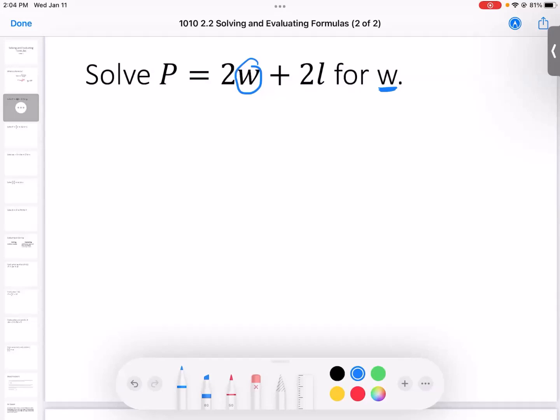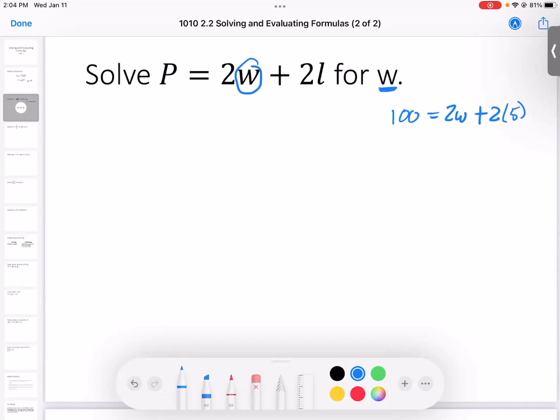So the way I like to think about this is literally thinking about them as if they were numbers. So I'm just going to make up numbers for P and L. Let's say the perimeter is 100, and let's make the length maybe 5 or something like that. I just randomly made these numbers up. This is not the problem they asked me to solve, but it's going to help me think about how to solve the problem they did ask.